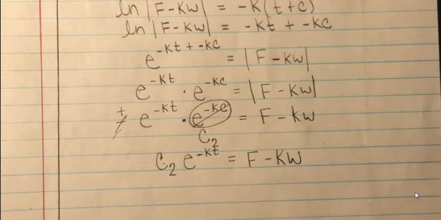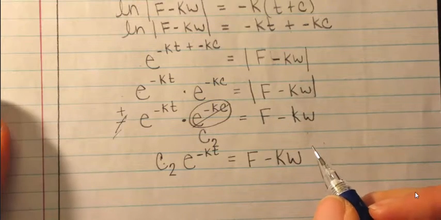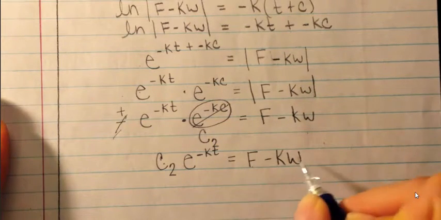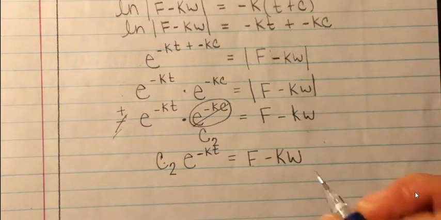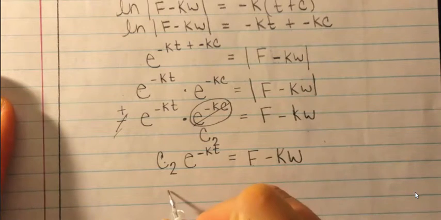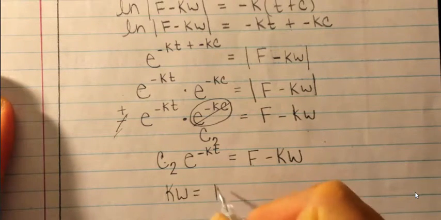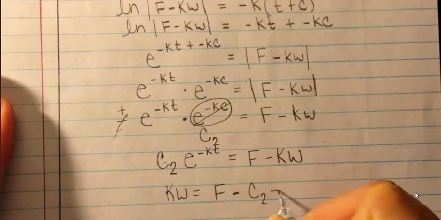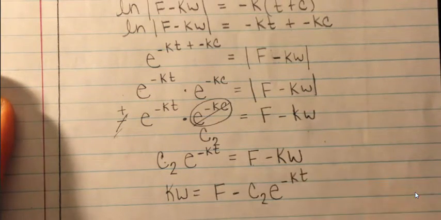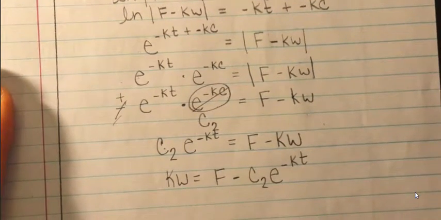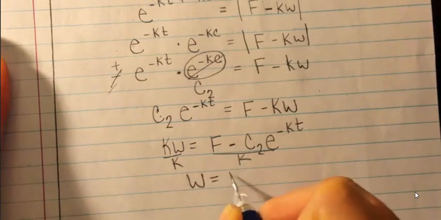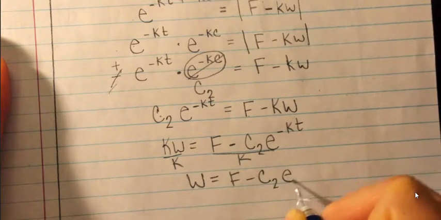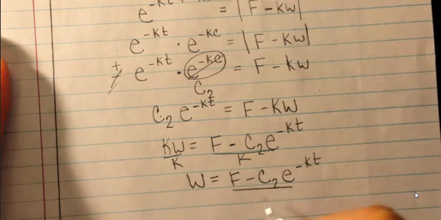Okay, so now my goal is to basically get that w by itself. So one thing I can do is bring this kw over here and subtract, just trying to keep my w positive. So I'm going to say, okay, well now I've got kw equals f minus c2 e to the negative kt. And then I just need to get rid of that k. So I've got w equals f minus c sub 2 e to the negative kt all over k.